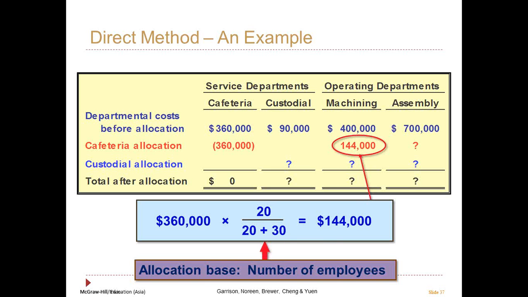For machining, the allocation percentage is 40%, obtained by dividing 20 employees by 50 employees. Next, we multiply the allocation percentage times the service department cost. To allocate cafeteria cost to machining, we multiply 40% times $360,000 and get $144,000. Quantities of the allocation base attributed to the service costs are ignored.